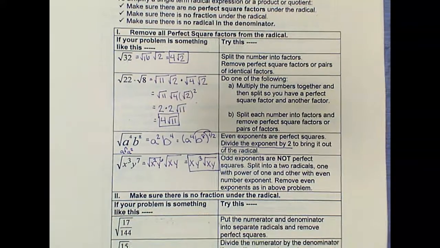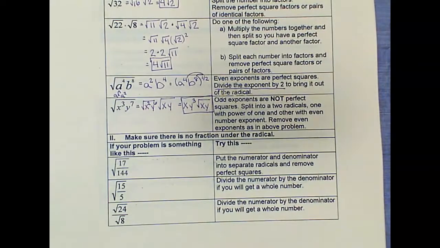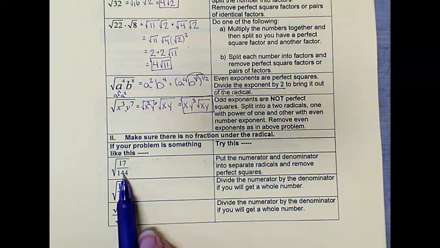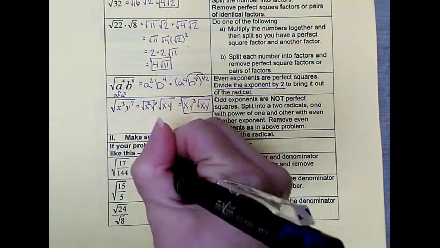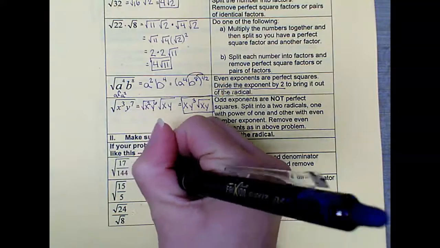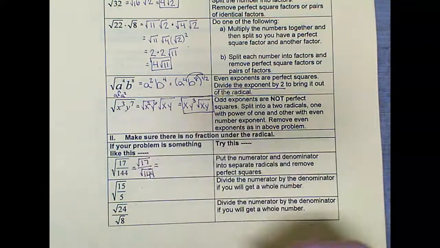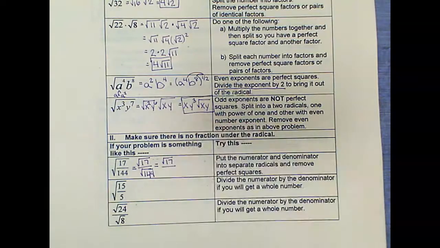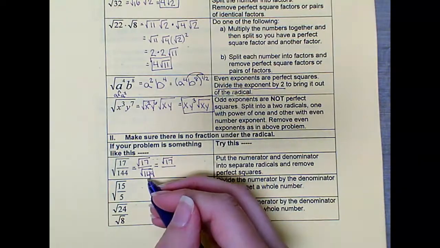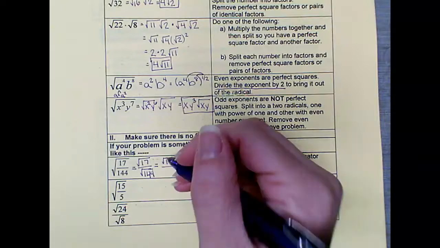So let's talk about fractions. We want to make sure that there's no fraction in the radical. So if your problem looks like this, then you want to put the numerator and the denominator into separate radicals and then remove some perfect squares. So kind of simplify that like we did in the top part. I'm going to give the 17 a radical. I'm going to give the 144 its own radical. Now 17 is a prime number, so the square root of 17 has to stay in the numerator. But 144 is a perfect square, and if I square root it, I get 12.